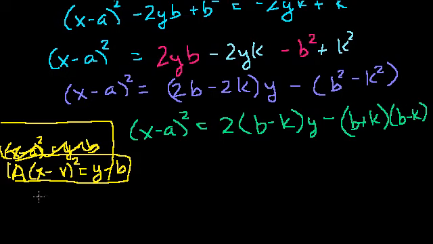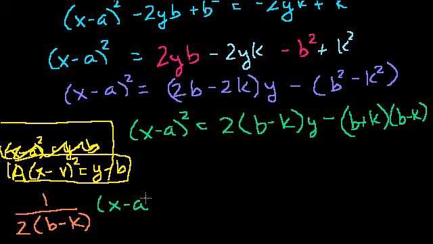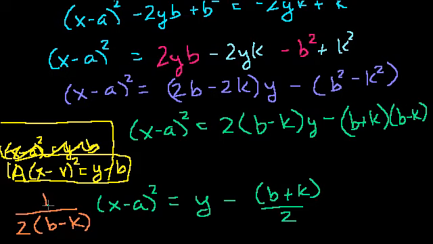Let me do it down here so I have some space. 1 over 2 times b minus k times x minus a squared is equal to, well, I'm dividing this by 2 times b minus k, so that goes away. So it's y minus, and if I divide this by 2 times b minus k, the b minus k's cancel out, and I'm just left with b plus k over 2. And I think I have gotten it in the form that I wanted, right?